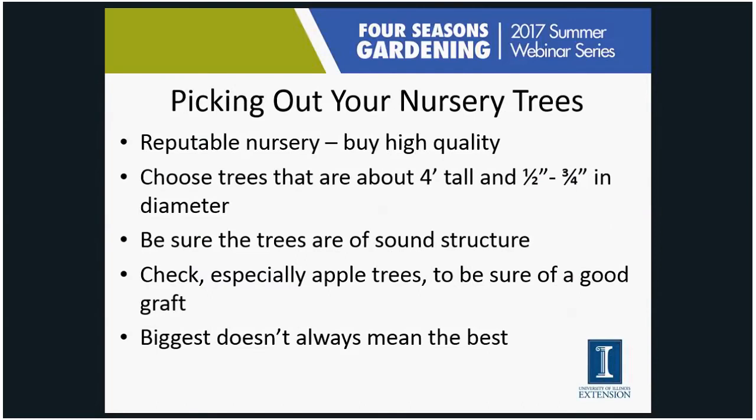It's important to pick out a good tree out of your nursery, so choosing a reputable nursery that has high quality is important. You want to choose trees that are 4 feet tall, 1/2 to 3/4 inch in diameter. Be sure that the trees are of a sound structure, and be sure to check that graft union whenever you're investigating the tree. The biggest tree doesn't always mean the best.